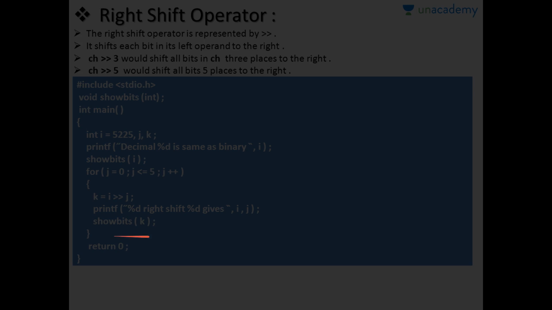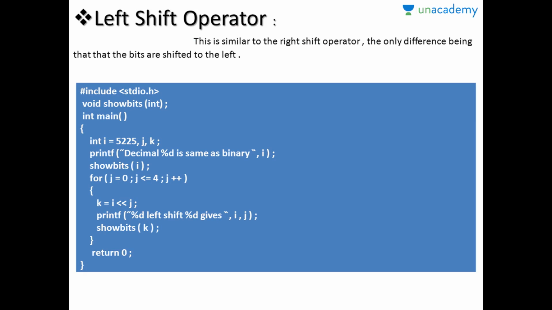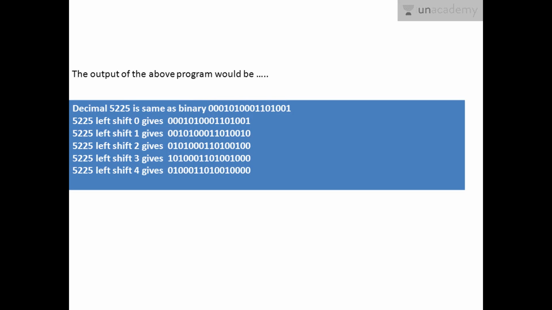Then again we use show bits of value k and give a return 0. When you come to the left shift, almost everything is the same, the only difference is that it is shifted to the left side. As we see here, everything is almost like the right shift operator. The only difference from the previous program is the condition, where k is equal to i 2 less than symbols j. The output that we have seen for the left shift operator will be like this.